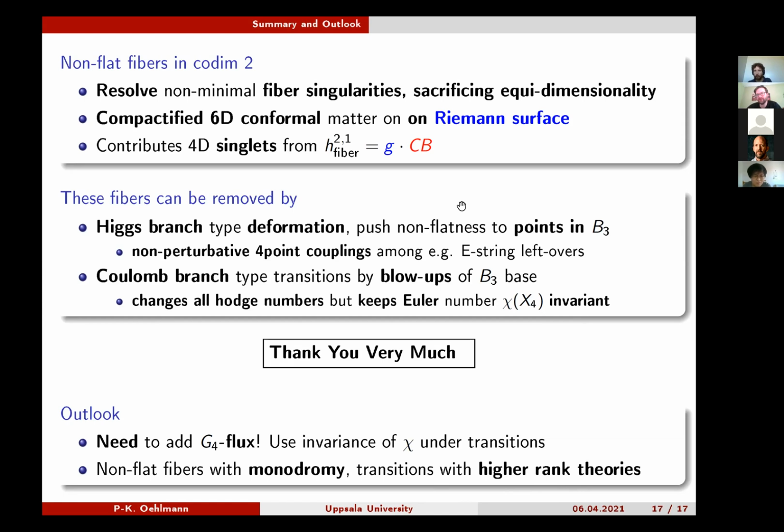First is a comment. So you mentioned these Coulomb branch type transitions by blowing up the base. I thought, so for the N-1, there's no Coulomb branch. I thought this is more like some kind of tensor branch type thing, where the tensor field is a dual of the scalar. Maybe this is the better way of viewing this. That's true. Yeah, that's right. That's a good comment indeed.